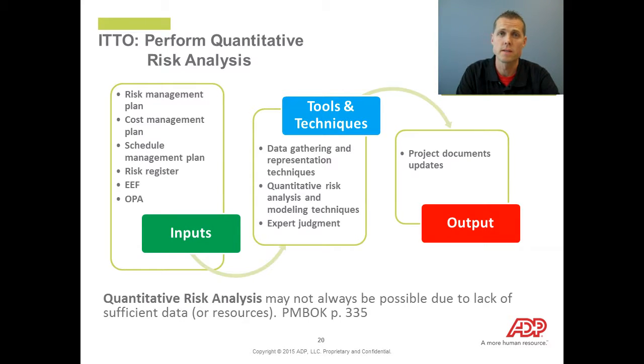So the fourth process in risk management is perform quantitative risk analysis. So we've looked at planning risk management, identifying risk, performing qualitative risk analysis. This is the quantitative risk analysis process. And this may not always be conducted during a project due to the lack of sufficient data or resources. So it's possible that this process is skipped during projects in real life, but of course for the PMBOK and the PMP exam we need to go over what's entailed.